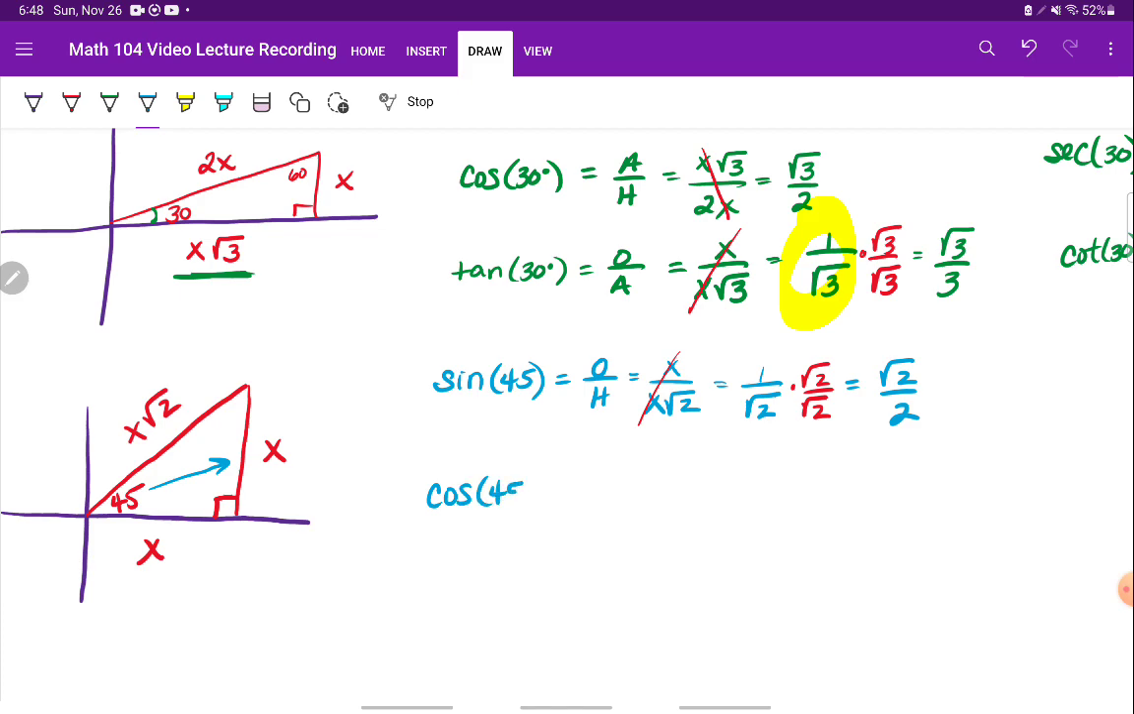Cosine of 45 degrees, that's our adjacent side over our hypotenuse. Again, that's going to be x over x square root of 2. The x's cancel out, leaving us with 1 over square root of 2. And we'll rationalize it, giving us square root of 2 over 2.